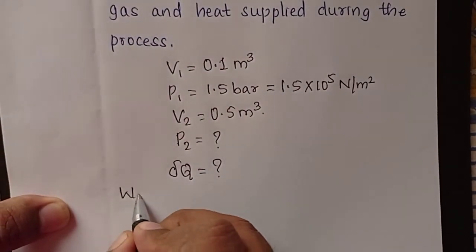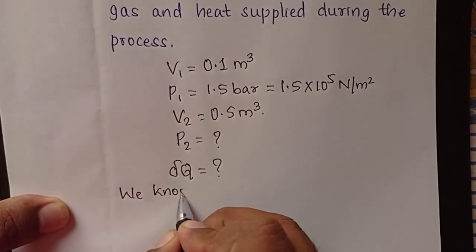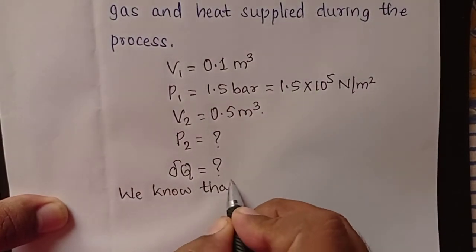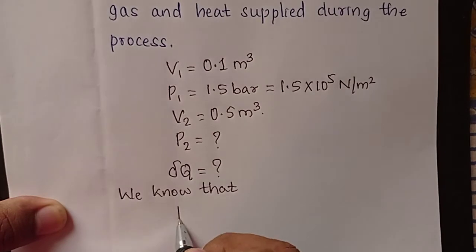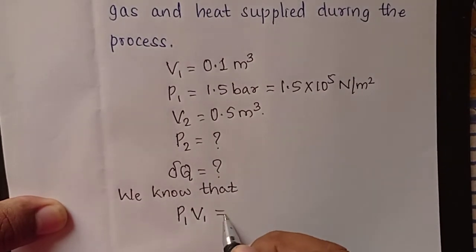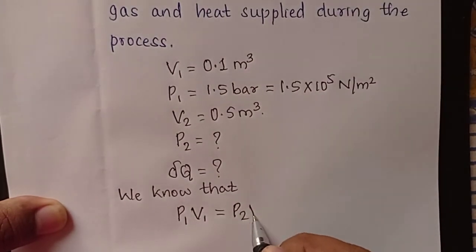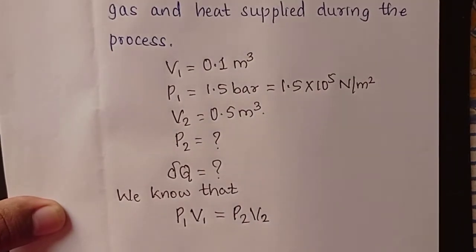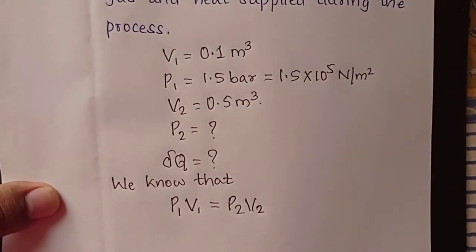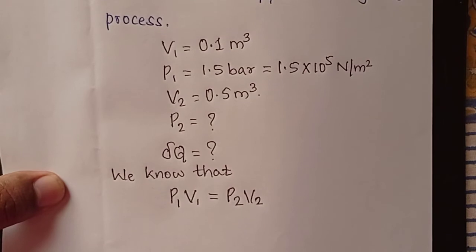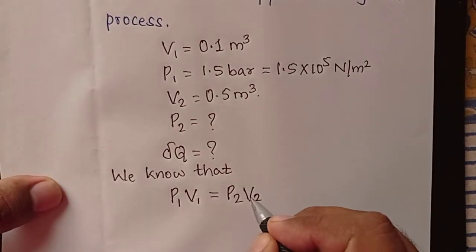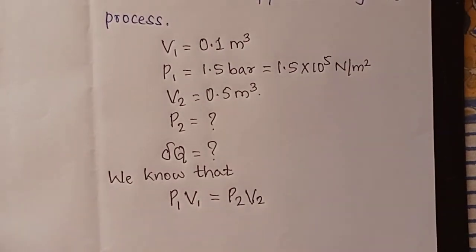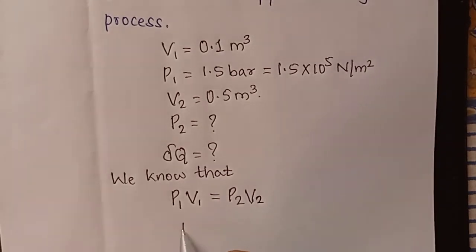We know that P1 V1 is equal to P2 V2, because T1 and T2 are constant. So during isothermal process, T1 and T2 are constant, so I am not writing T1 and T2 here again. So P1 V1 is equal to P2 V2. So let us find out P2 now.